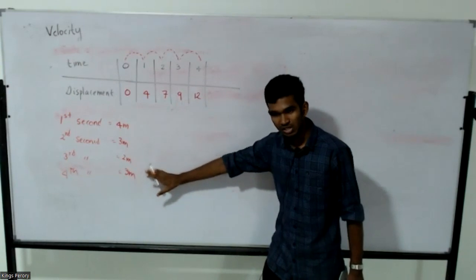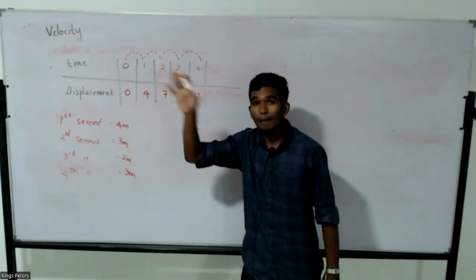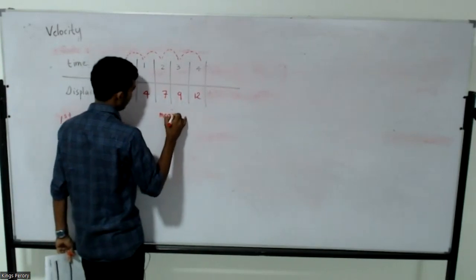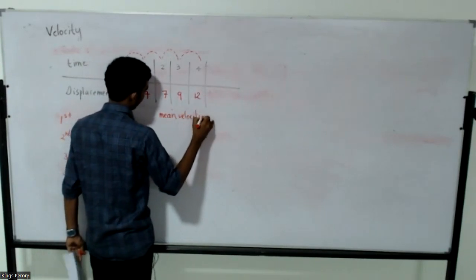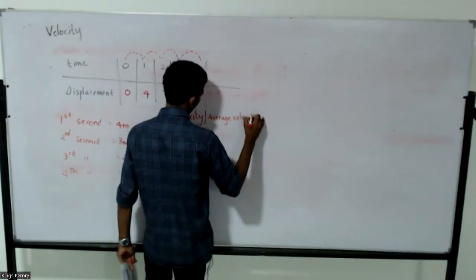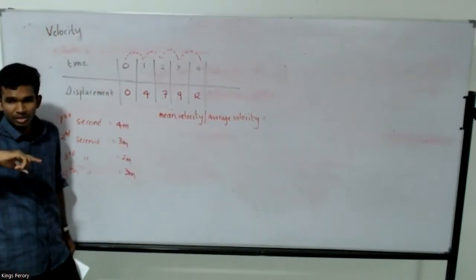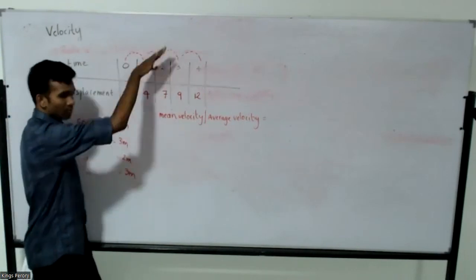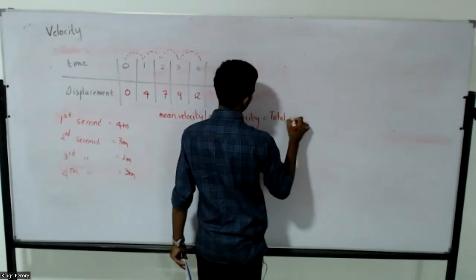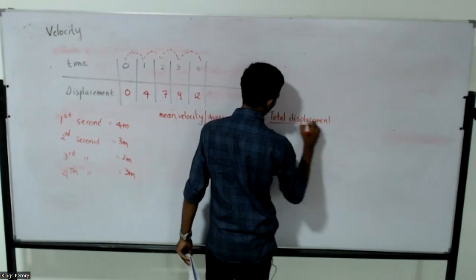Then is it constant velocity? No. Is it uniform velocity? No. At that instant, we find some other thing. What is it? Mean velocity or average velocity. So basically, mean velocity or average velocity means what? Use mean speed, average speed and tell me. Total displacement divided by total time. Same. Total displacement over total time.